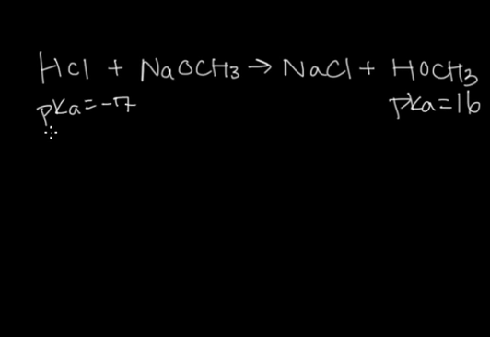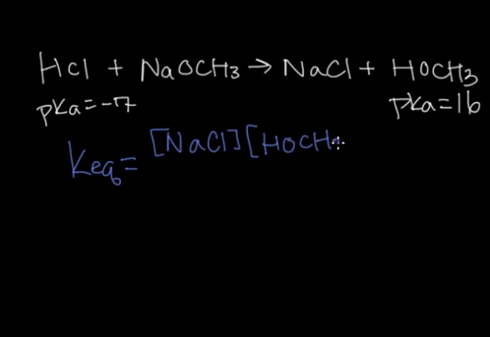First of all, let's recognize that we can calculate the equilibrium constant from the pKa values that were given because this reaction is just an acid-base reaction. So let's write down the equilibrium constant equation, which would be as follows. Note that I did not write the net ionic equation, but it would be the same thing if we had done that.